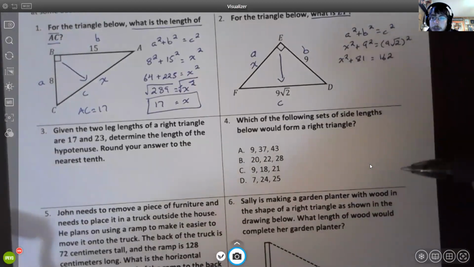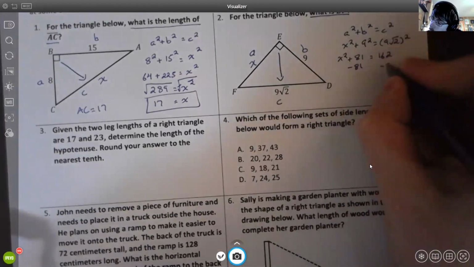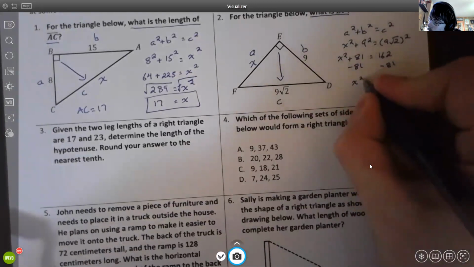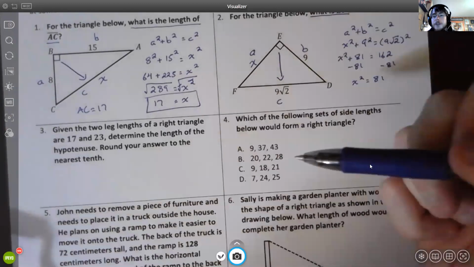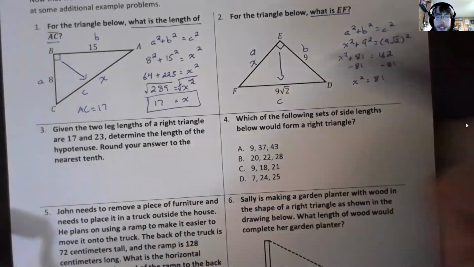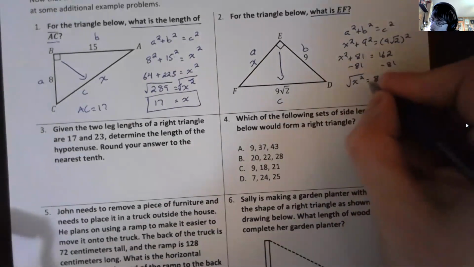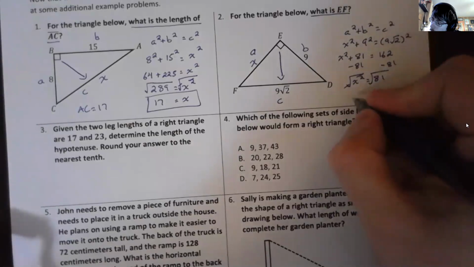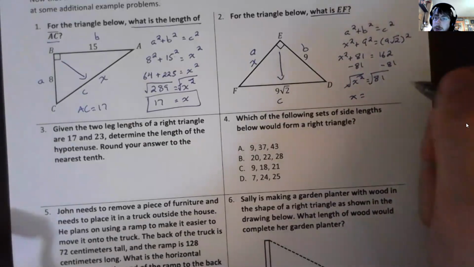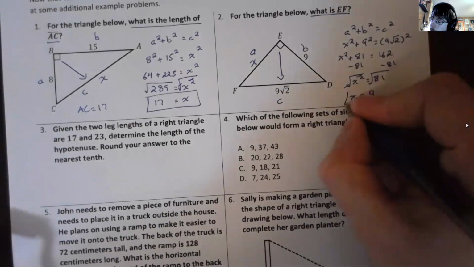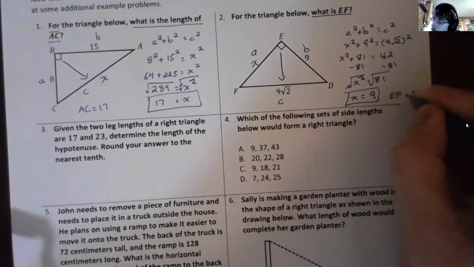We have to get the X squared by itself on that side. So we're going to subtract 81 from both sides. And we get that X squared is equal to 81. And again, just like the previous problem where we need to get rid of this squared, we need to square root both sides. The square and the square root cancel. And that leaves us with X is equal to the square root of 81. And the square root of 81 is equal to 9. So that means that EF is equal to 9.